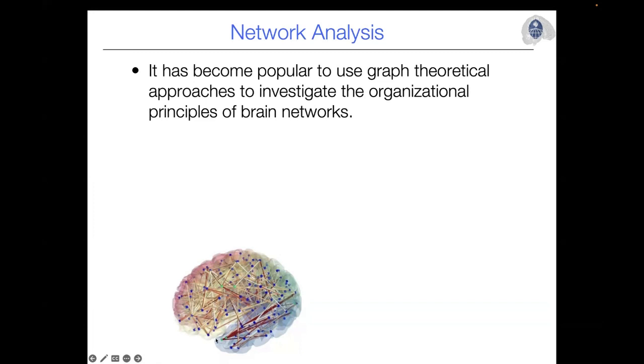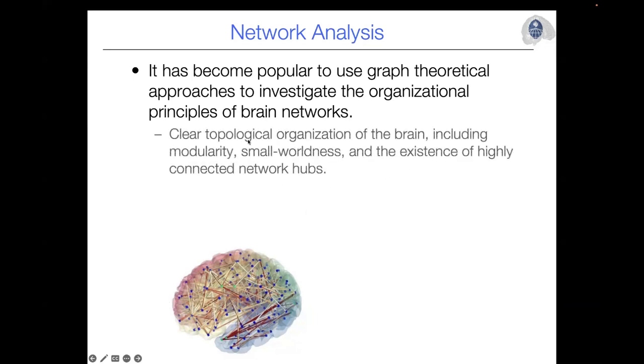So what people often want to do is a secondary analysis, looking at this type of thing and trying to see if there are some properties of this network that are predictive of health status or whatnot. And so it's become really popular to use graph theoretical approaches to investigate the organizational principles of the brain. There are things like small worldness, modularity, the existence of highly connected network hubs, that's become very important. So there's now a secondary analysis of these networks to better understand things.